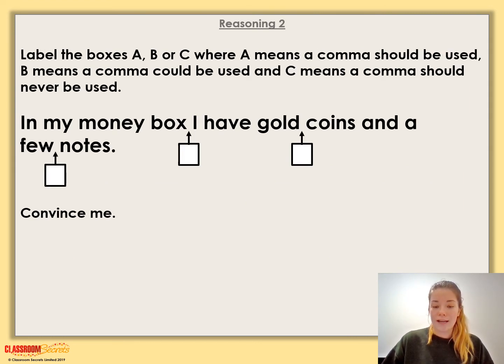Have a look at another reasoning question together. So label the boxes A, B or C. A means a comma should be used, B means a comma could be used, and C means a comma should never be used. So having a look at that sentence, which box would you label A, which would you label B, and which would you label C? Pause the video now while you label those boxes for me.